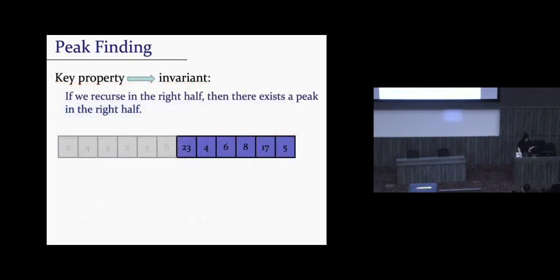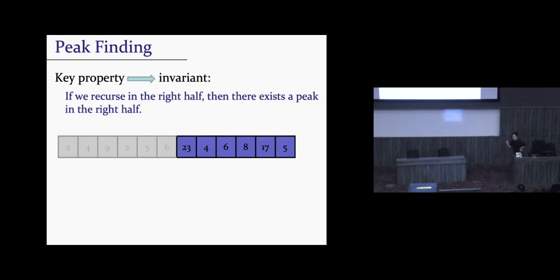So, okay, moving on. Let's say that right now we're still on the first half where we want to convince ourselves it's correct. All I've done is given you a sketch of an algorithm. We haven't really thought very carefully about whether it's correct or not. So what we want to do is take our property here and create an invariant out of this. This is something that we mentioned on Monday. We want to argue that if we recurse on the right half, then there exists a peak in the right half.